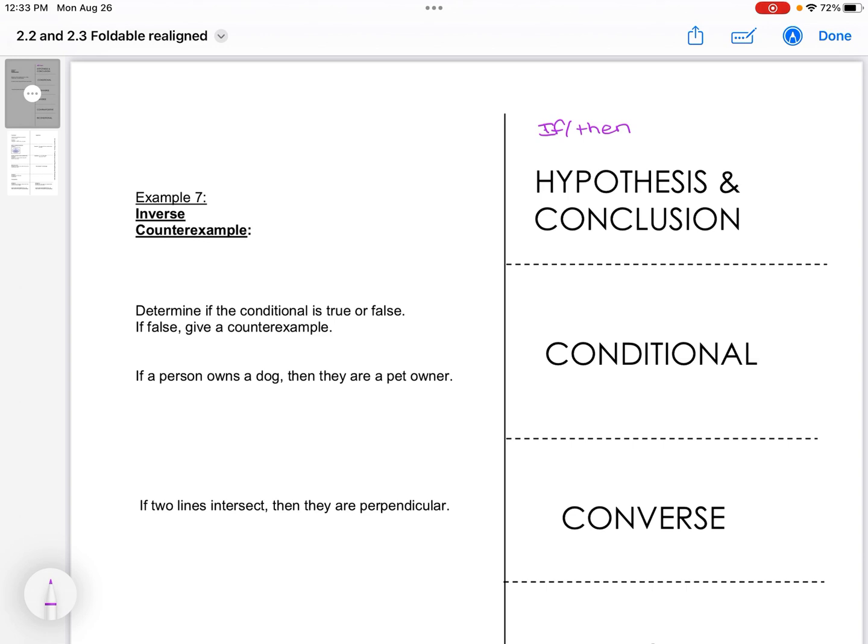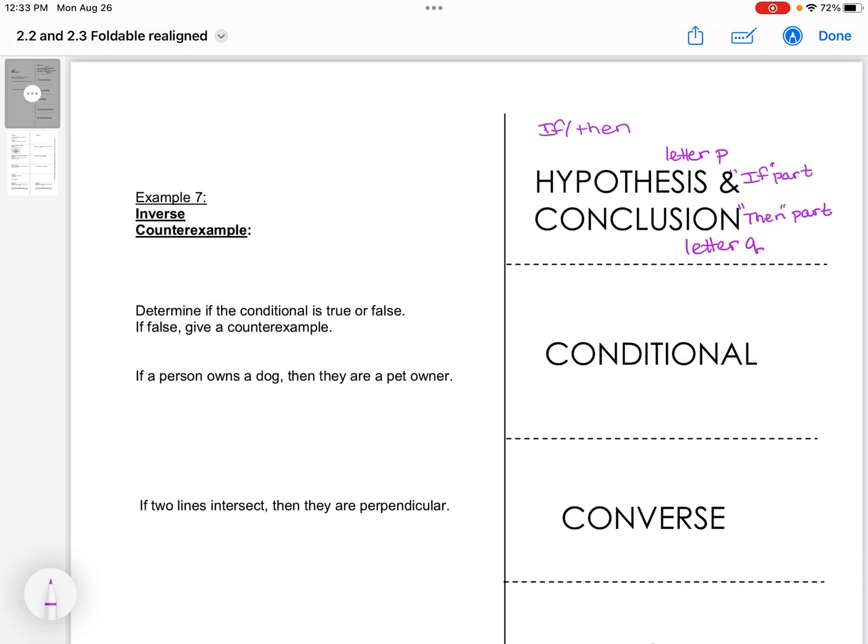So the hypothesis is the if part, and the conclusion is the then part. I'm going to put those in quotes. Okay, so we use the letters P and Q. We use the hypothesis as the letter P, and the conclusion is the letter Q.